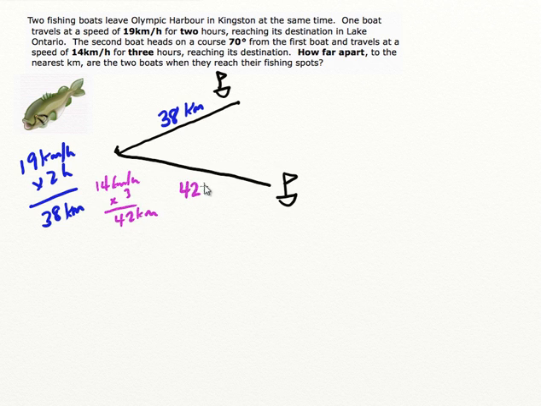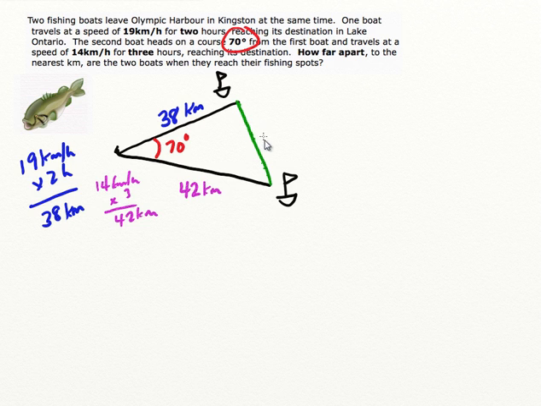So I'll put that measure on that side. And the other interesting point was it said on a course 70 degrees from the first boat, which means that 70 degrees is right there. Okay? Then the question finishes up by saying, how far apart to the nearest kilometer are the 2 boats when they reach their fishing spots? So we are being asked to solve for this distance here in between the 2 boats. Okay, so this is the unknown side length that we're asked to solve.